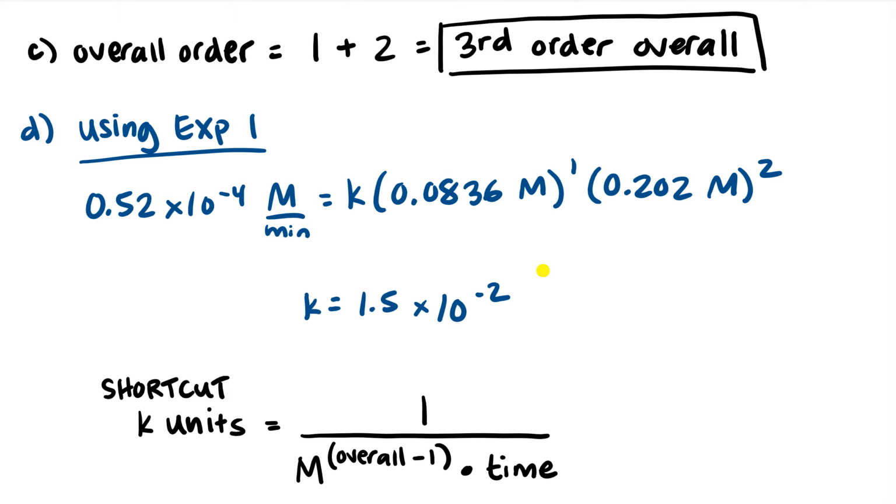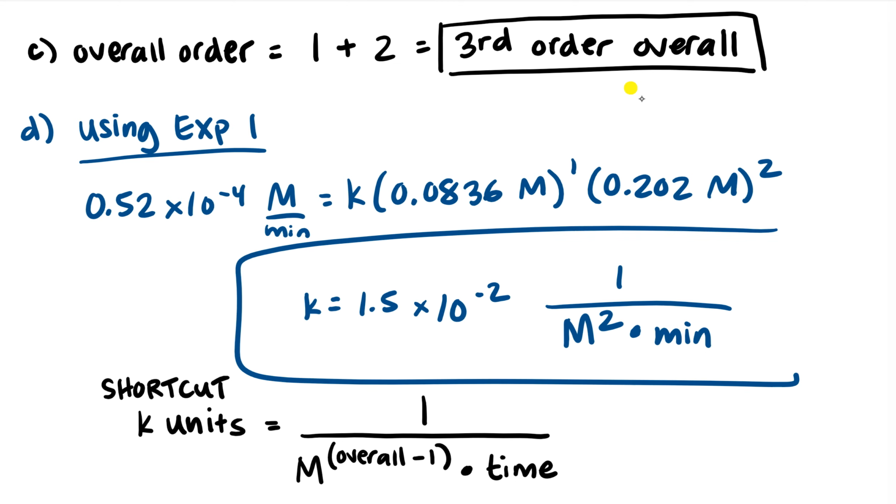And so since we've already determined that our reaction is third order overall, the units on k for this reaction is going to be 1 over M. And so the overall order minus 1 will be 2, times the unit of time. This experiment is being run in minutes. And so there you have it. Our k is 1.5 times 10 to the negative 2, 1 over molar squared times minutes.